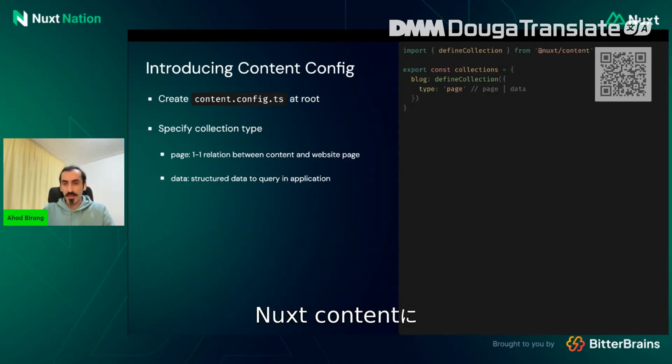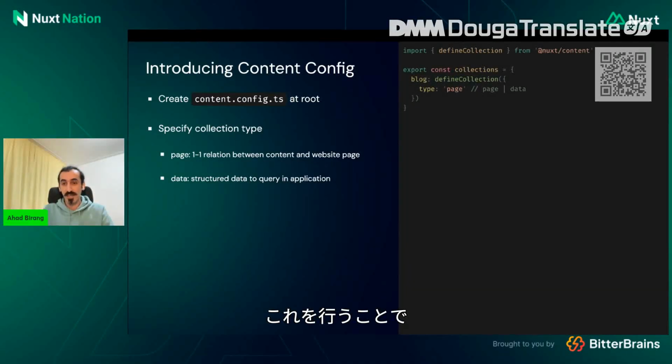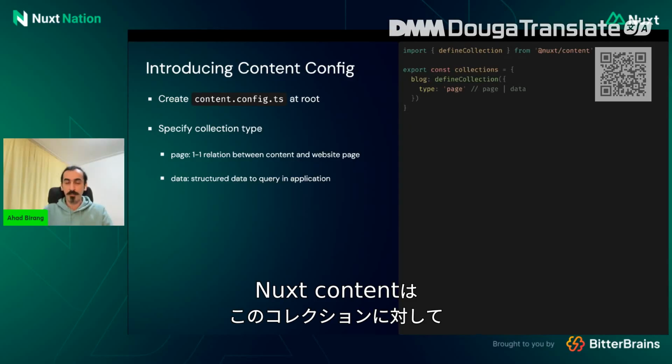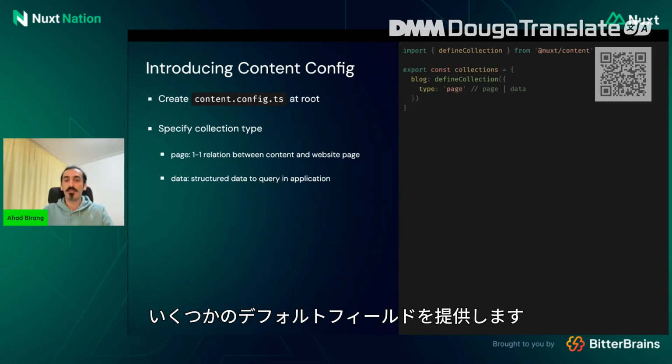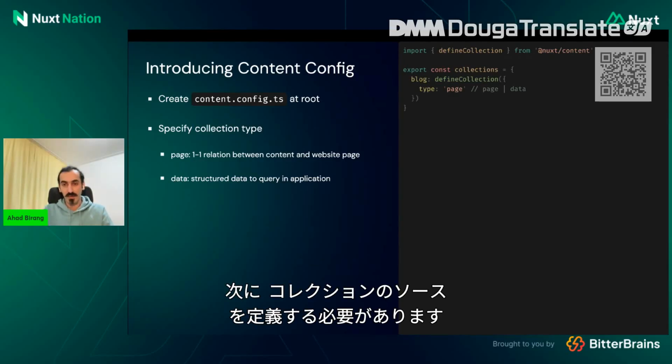By setting type to page, we are telling Nuxt Content that we are going to use these contents as a page in our websites. By doing so, Nuxt Content will provide some default fields for us for this collection, like title, description, the body of the whole page, and the SEO methods.